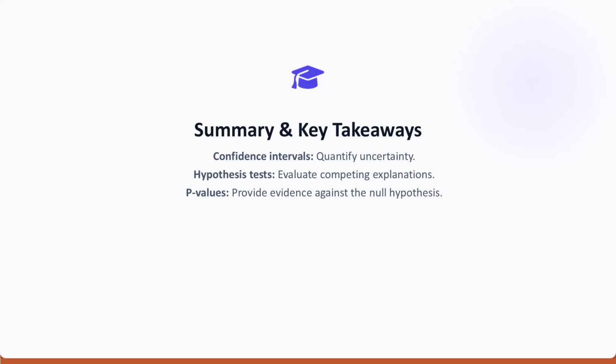The chapter concludes that statistical inference uses sample data to make informed conclusions about populations. Confidence intervals quantify uncertainty, hypothesis tests evaluate competing explanations, p-values provide evidence against null hypotheses, and statistical significance guides decisions. These ideas prepare you for future statistical methods including t-tests, chi-square tests, ANOVA, and regression. Across all methods, the core logic remains the same. Evaluate evidence and determine whether the sample supports conclusions about the wider population.